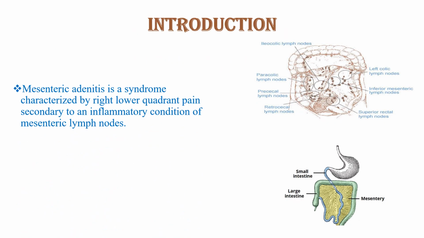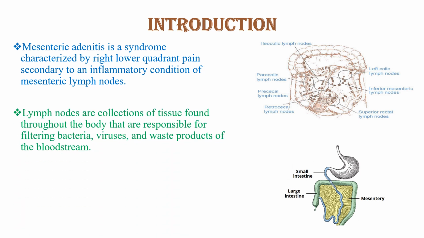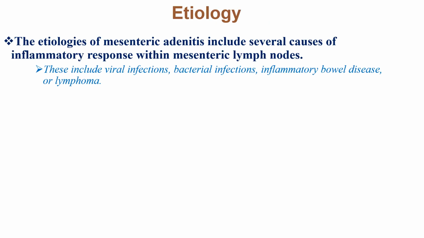Mesenteric adenitis is a syndrome characterized by right lower quadrant pain secondary to an inflammatory condition of the mesenteric lymph nodes. Lymph nodes are a collection of tissue found throughout the body that are responsible for filtering bacteria, virus, and the waste products of the bloodstream. The clinical presentation of sudden onset right lower quadrant abdominal pain is similar to that of appendicitis and has classically been mistaken for it.